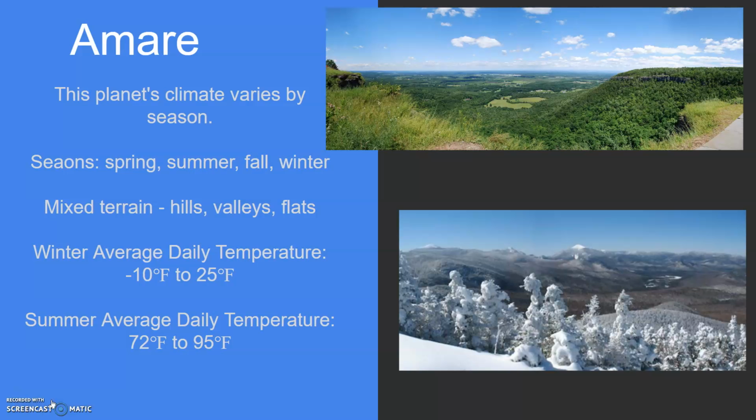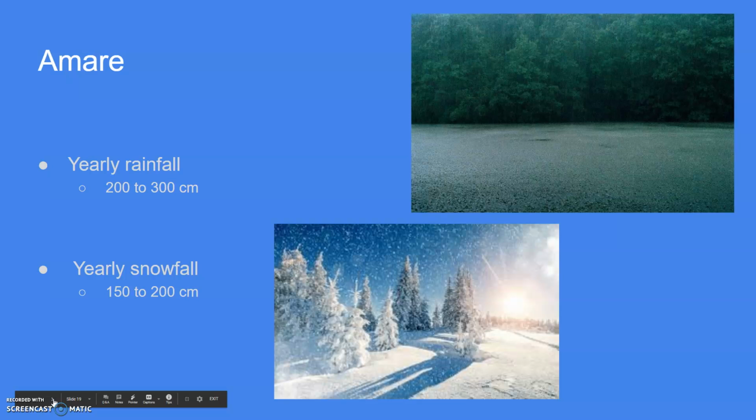Amade. This planet's climate varies by season. It has 4 seasons: spring, summer, fall, and winter. It has a mixed terrain. It has hills, valleys, flats. Its average daily temperature in winter is from negative 10 degrees Fahrenheit to 25 degrees Fahrenheit. Its average daily temperature during the summer is from 72 to 95 degrees Fahrenheit. Its yearly rainfall amount is 200 to 300 centimeters. Its yearly snowfall amount is 150 to 200 centimeters.